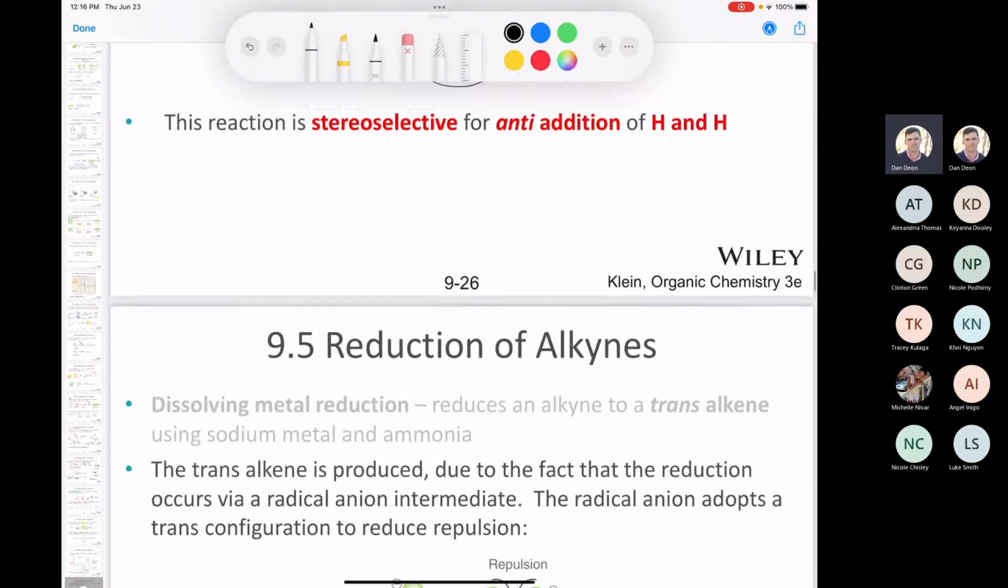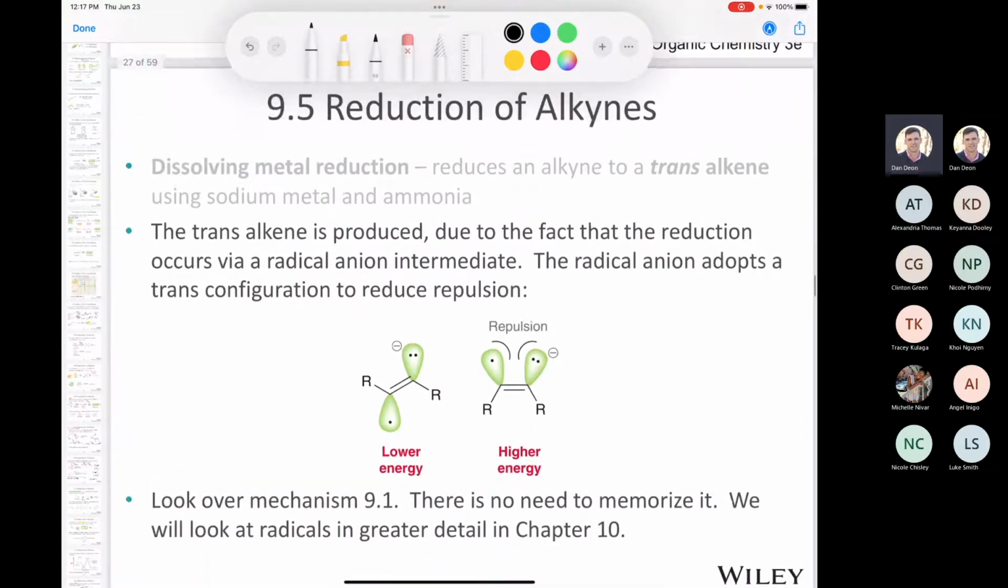Well, what do I mean by that? What I mean is that when the alkyne reacts with the sodium in liquid ammonia, you end up donating an electron across the triple bond, and you end up forming an intermediate that's called a radical anion.